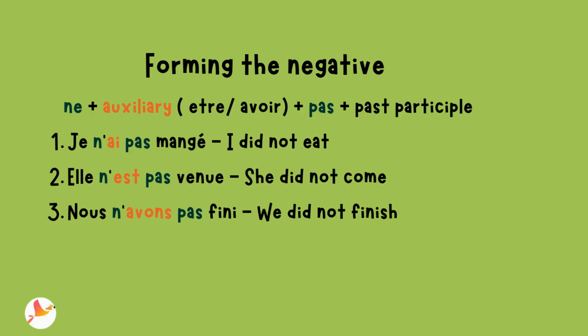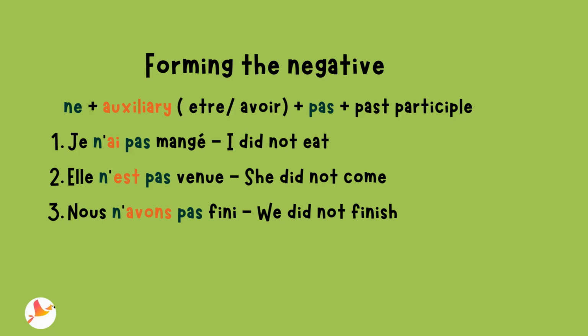If you look at number one, we have je n'ai pas mangé. We have the subject, and then we have the first part of the negative formation. We know the E is dropped because of the vowel and sound clash in the auxiliary ai, which begins with a vowel. So we have n'ai pas. So it surrounds the auxiliary. Je n'ai pas mangé.